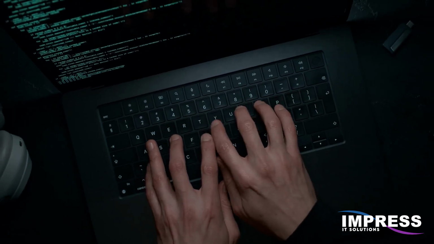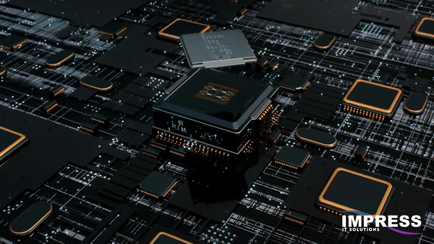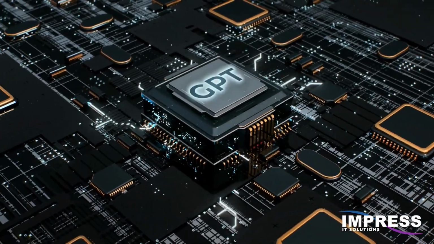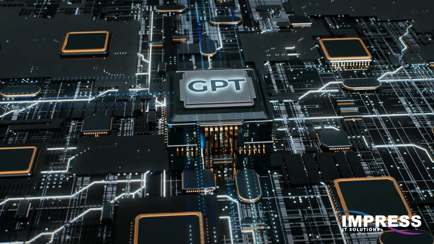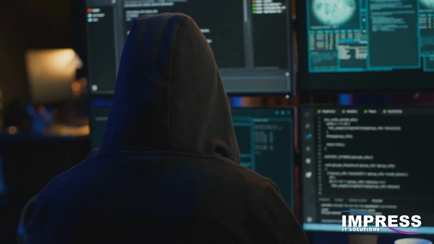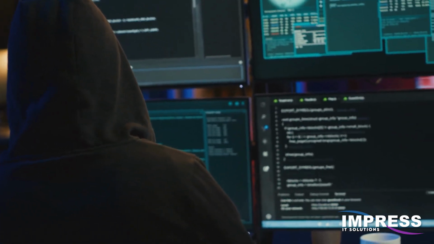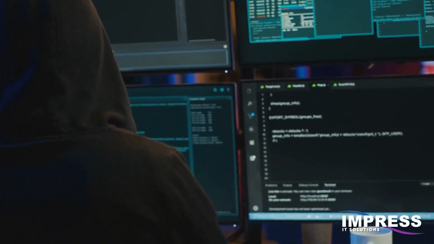First up, the GPU-based packer, known as Armoury. Unlike traditional malware that runs on the CPU, this packer executes code on the graphics processing unit. Why is this a game changer? Well, it's because most security solutions focus on CPU activity, making GPU-based operations much harder to detect.